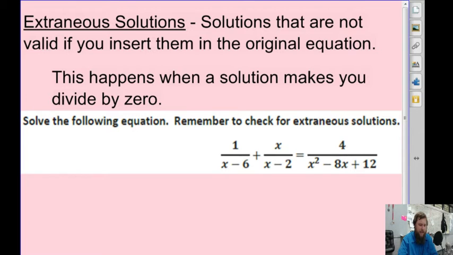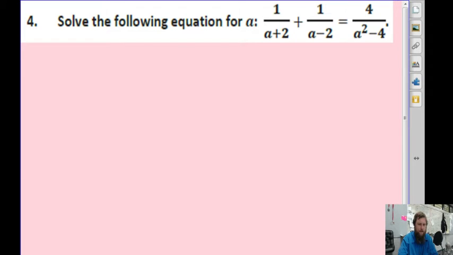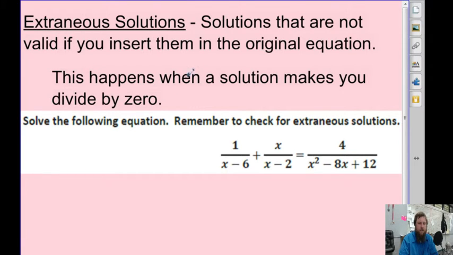In that last case, when you plugged in that 2, it didn't work out because you're dividing by 0, and you're not allowed to do this. So even though 2 looked like a solution, it's actually not a solution. We don't have any solutions in this case. So you always have to check. That's what I mean by extraneous solutions: solutions that are not valid if you insert them into the original equation. Solutions that don't work.